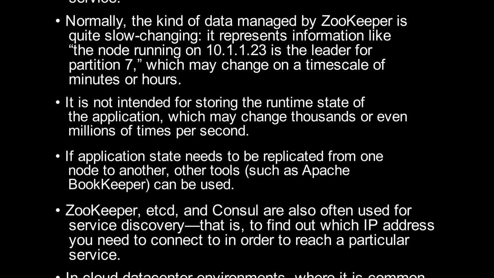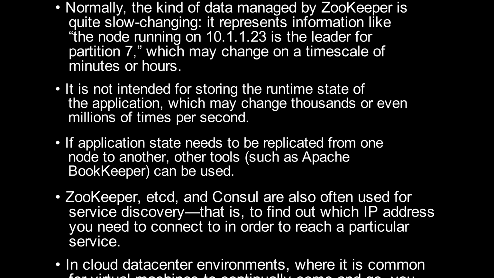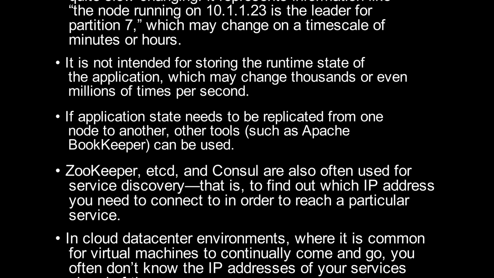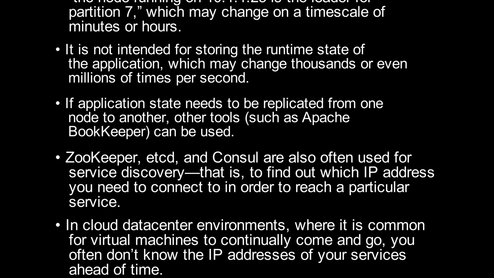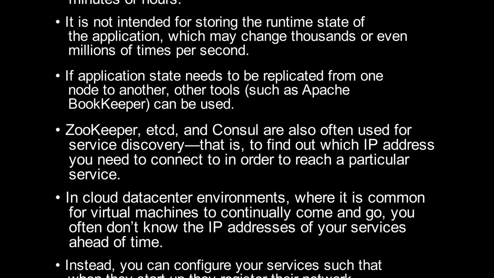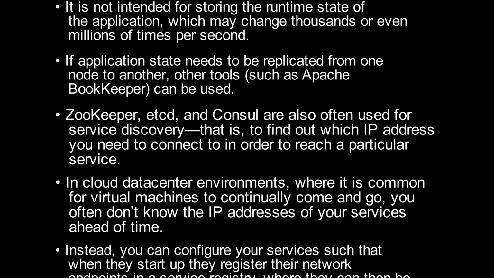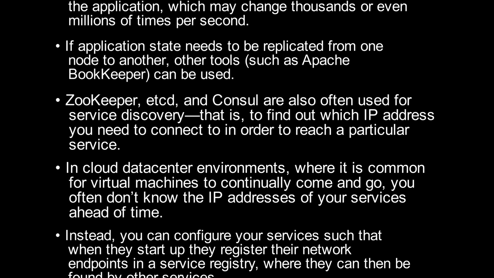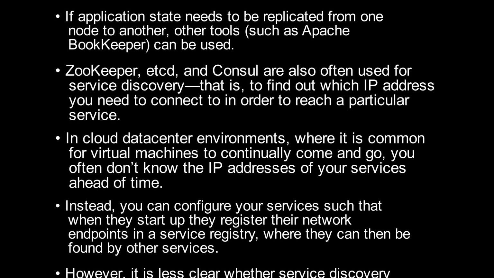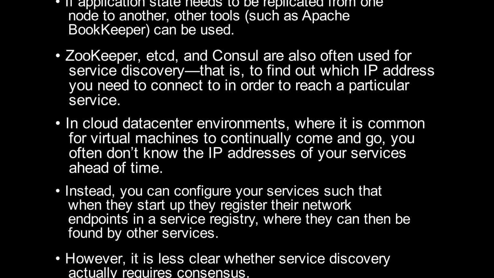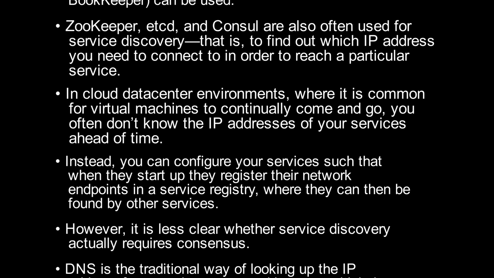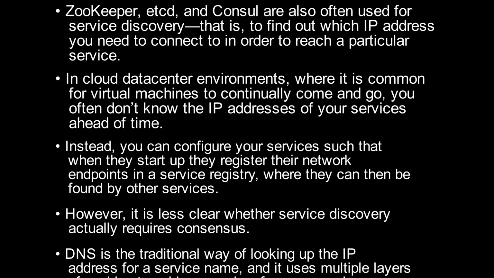Zookeeper, etcd, and Consul are also often used for service discovery, that is, to find out which IP address you need to connect to in order to reach a particular service. In cloud data center environments, where it is common for virtual machines to continually come and go, you often don't know the IP addresses of your services ahead of time. Instead, you can configure your services such that when they start up they register their network endpoints in a service registry, where they can then be found by other services.